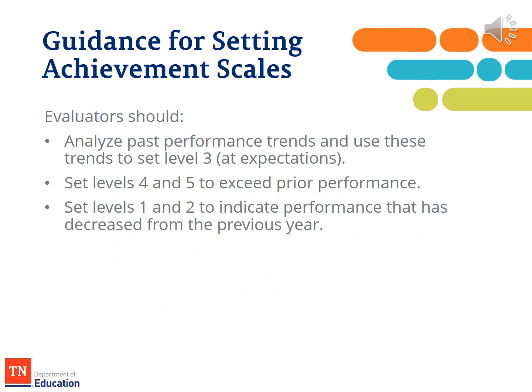Achievement measure scaling is dependent upon past performance. Level 3 at expectations is based on past performance. Levels 4 and 5 should exceed prior performance, and levels 1 and 2 should indicate a decrease from past performance. The range of each level depends on how close prior performance is to the expected target.